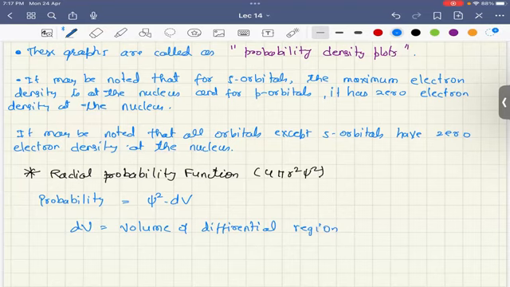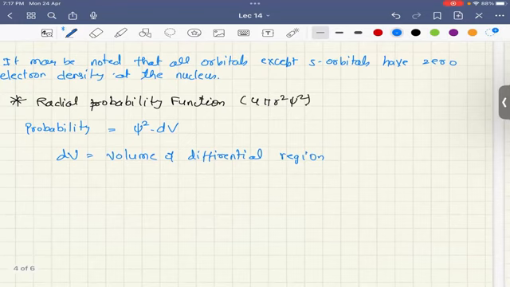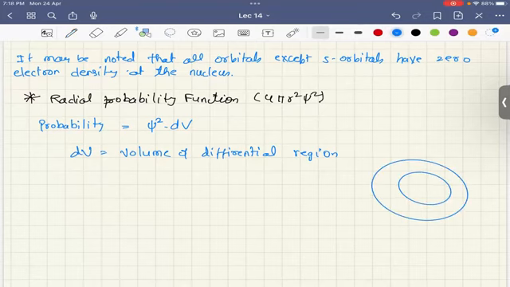Since the atoms have a spherical symmetry, it is more useful to discuss the probability of finding the electron in a spherical shell between the distance of r and r plus dr. To understand this, let us try to find out what the value of this dV is.